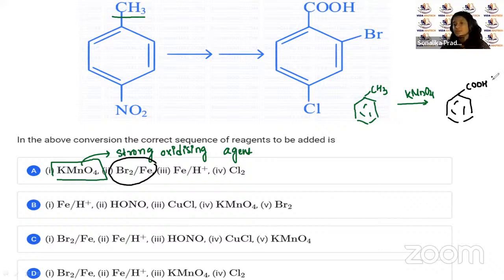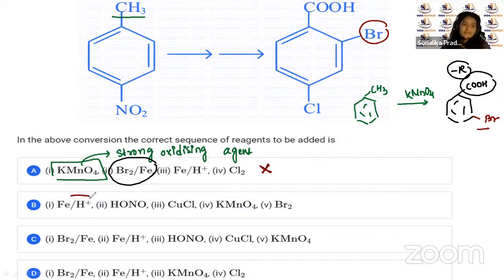Now we know that this one is a minus R group. As it is a minus R group, you're going to have your product at meta position. But here it is in ortho position, right? So is this correct? So this is definitely going to be wrong, right? Now, this is Fe in presence of H plus.